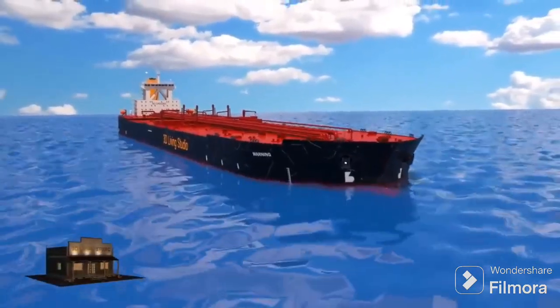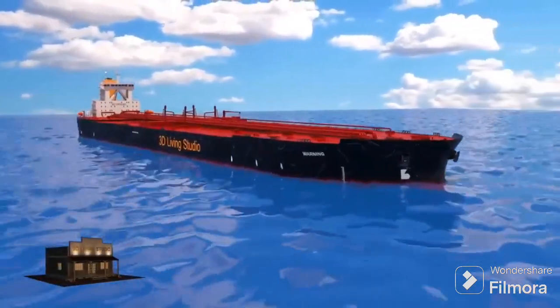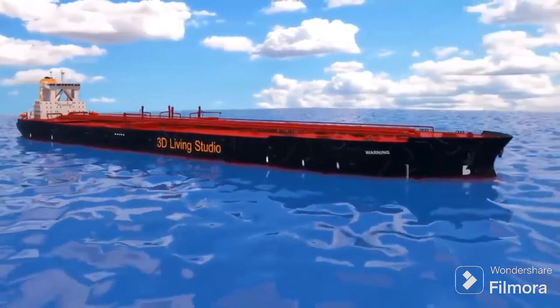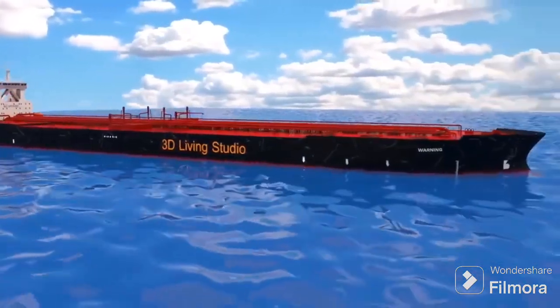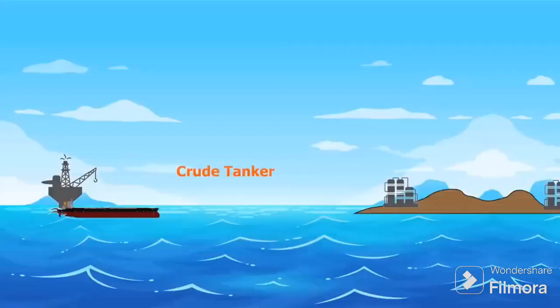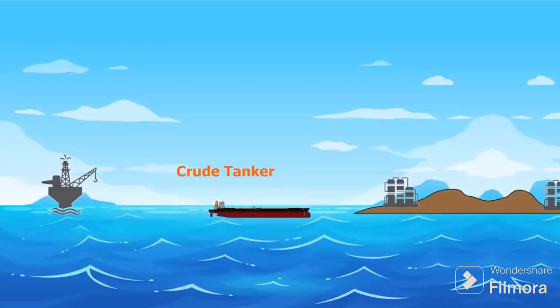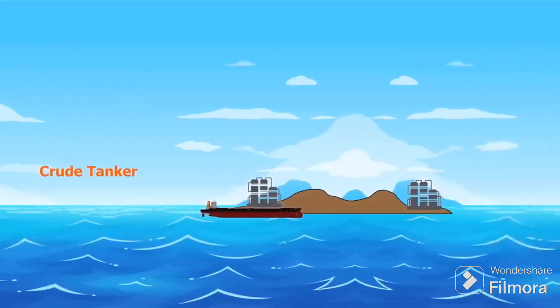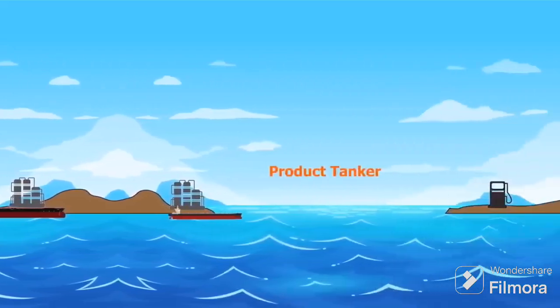An oil tanker is a ship designed for the bulk transport of oil or its products. There are two basic types of oil tankers: crude tankers and product tankers. Crude tankers move large quantities of unrefined crude oil from its point of extraction to refineries. Product tankers, generally much smaller, are designed to move refined products from refineries to points near consuming markets.